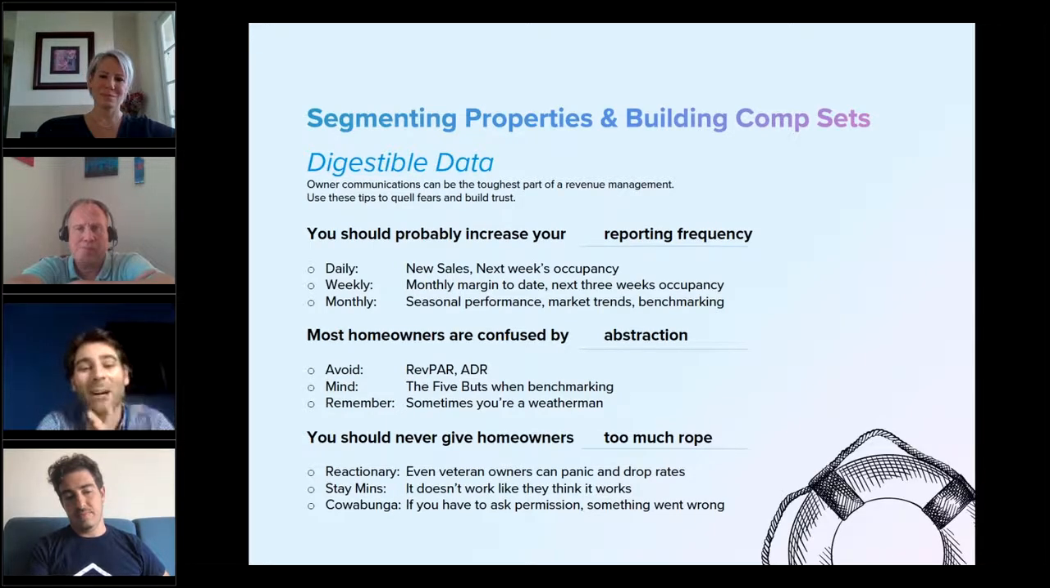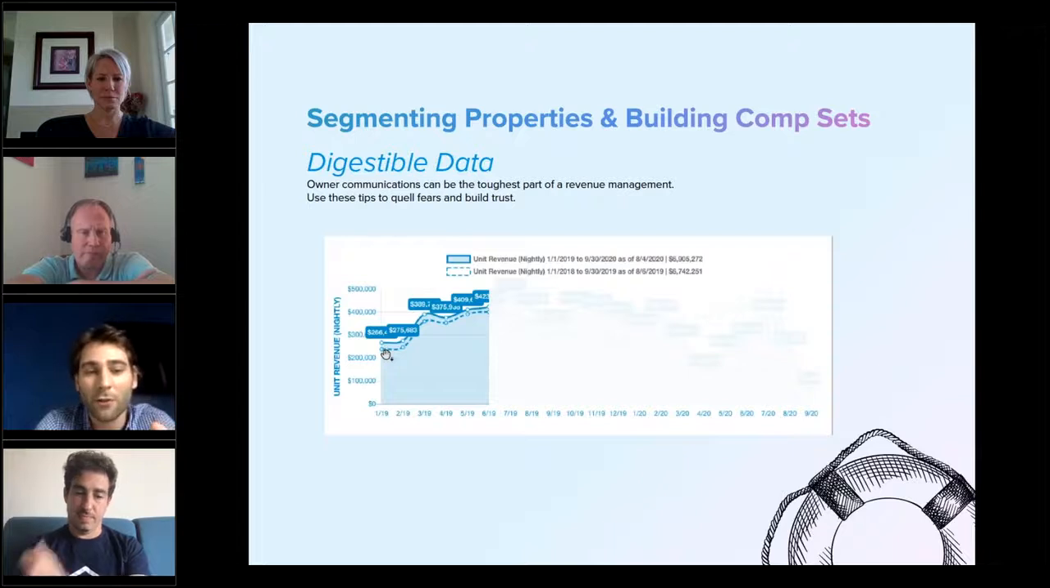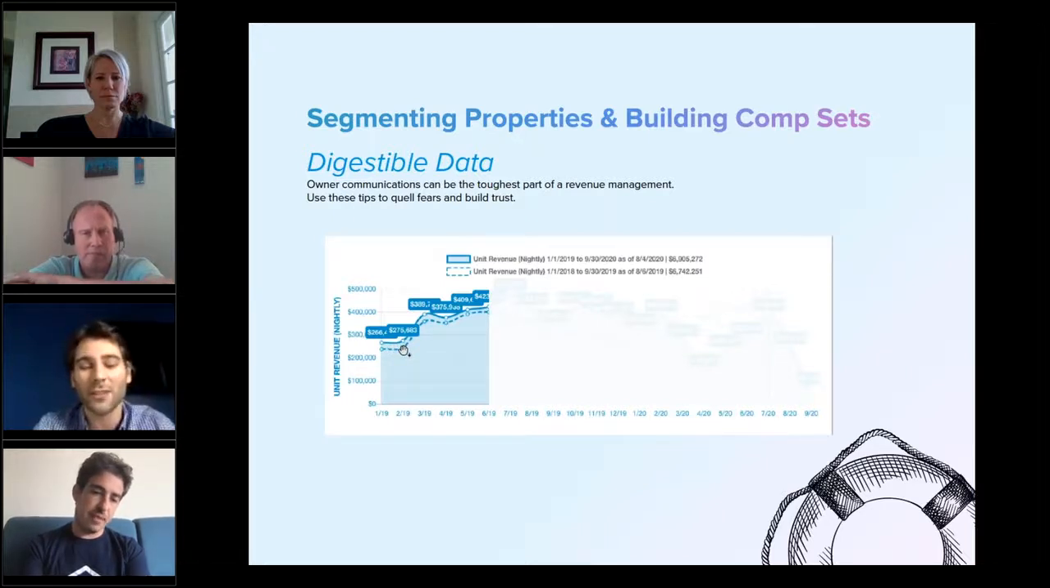And then lastly, this is just a reiteration: if you have to ask permission and something went wrong, I call that the Cowabunga Rule. I'll show you with the same partner. This is looking at 2018, and the revenue for their portfolio is in this dotted line here, versus 2019 when I started working for them. You can see I started working for them in March or April, sometime around there. And you can see they had a little bit of portfolio growth year over year. They were still using the same base rate algorithm.